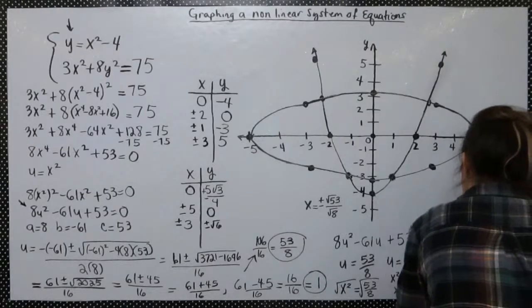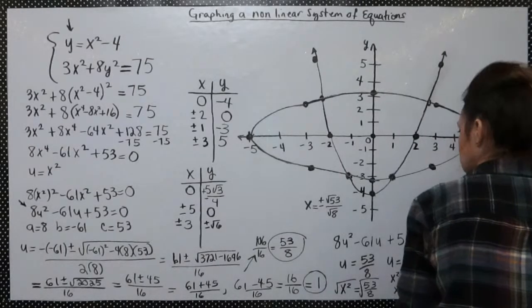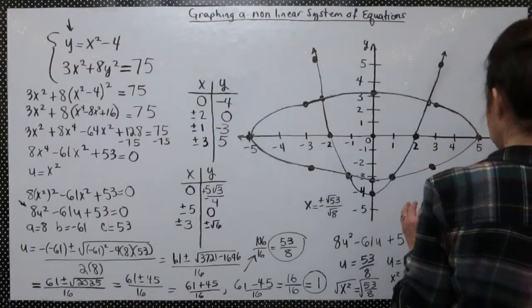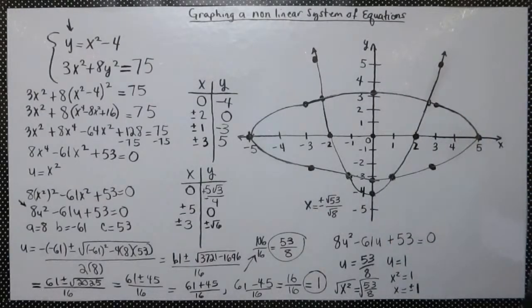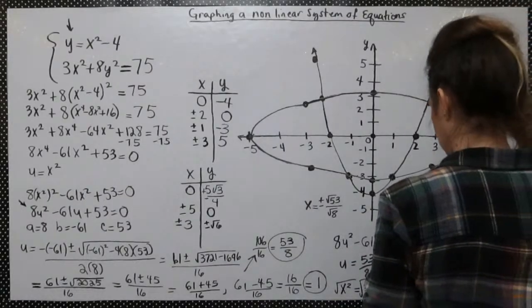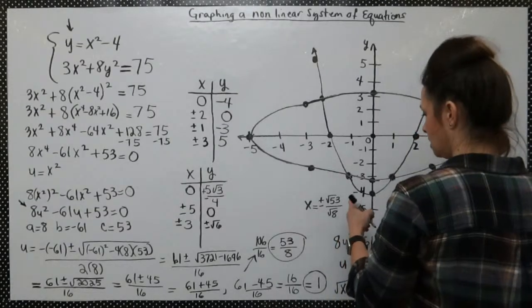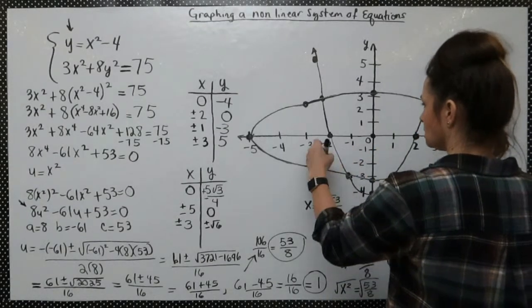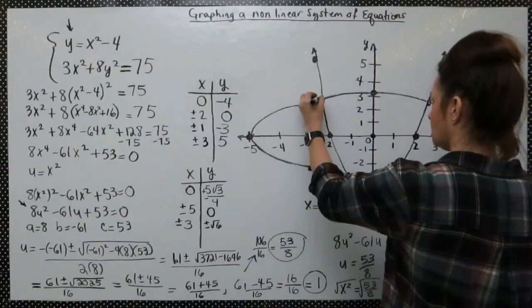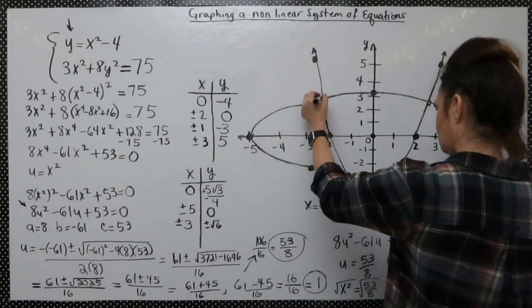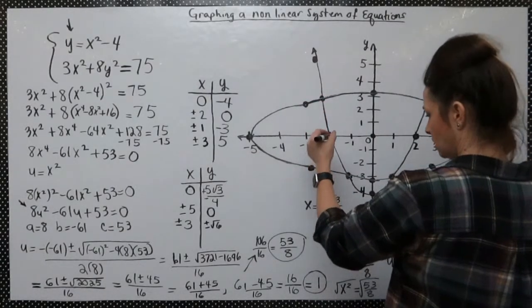So here's your solution for x, your x coordinates. So what it's saying is, let me see where radical 53 over 8 is. It's saying at approximately 2.57 up here, and x is here. Plus or minus. So hang on.